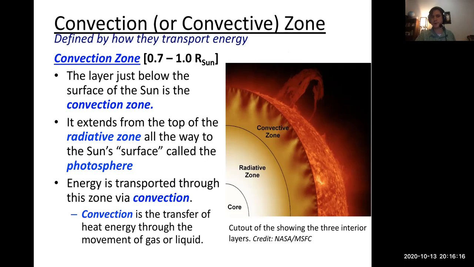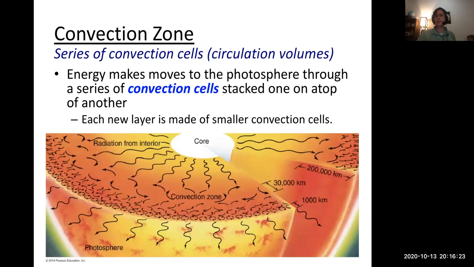And energy is transported via convection, and it's setting up these nice convective cells. But it's not as simple as that. It doesn't just all rise all the way up from the top of the radiative zone. It doesn't rise all the way up to the surface.